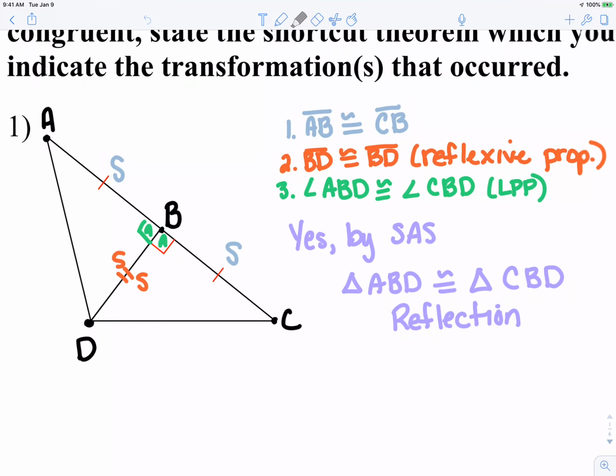Number 1, sides AB and BC are congruent. Then we have side BD is congruent to itself by the reflexive property. Then we have angle ABD congruent to angle CBD by the linear pair postulate, or because all right angles are congruent. So if you look at each figure, you have side angle side and side angle side. So by side angle side, triangle ABD is congruent to triangle CBD, and that is a reflection.